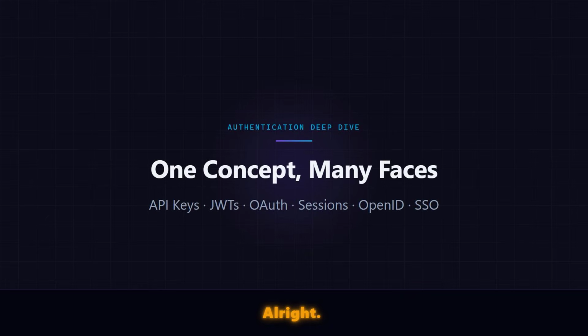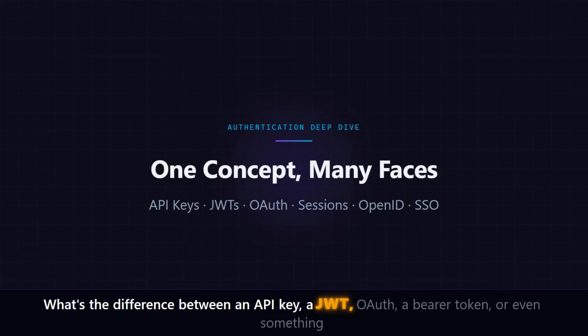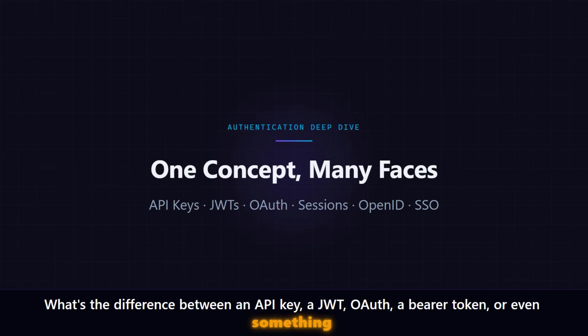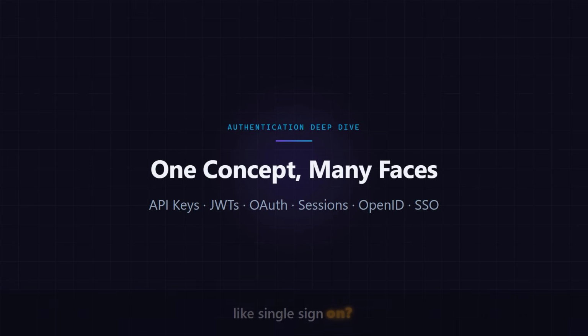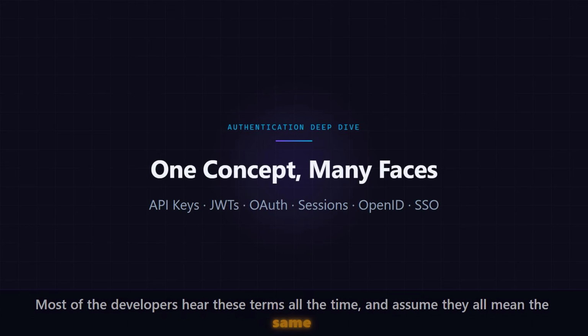Alright, a quick question. What's the difference between an API key, a JWT, OAuth, a bearer token, or even something like single sign-on? Most developers hear these terms all the time and assume they all mean the same thing, but they are not.